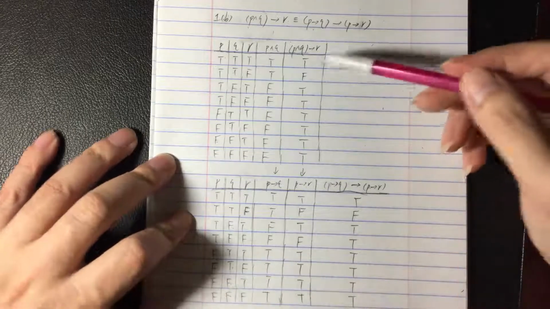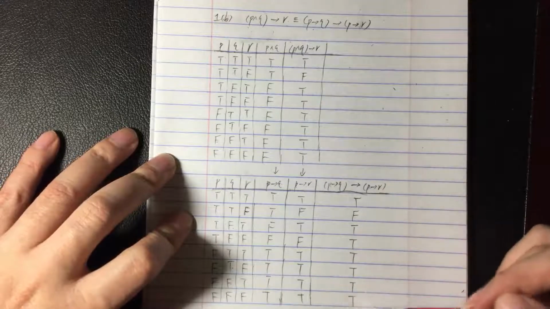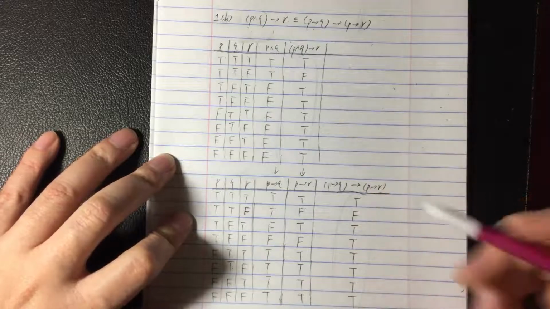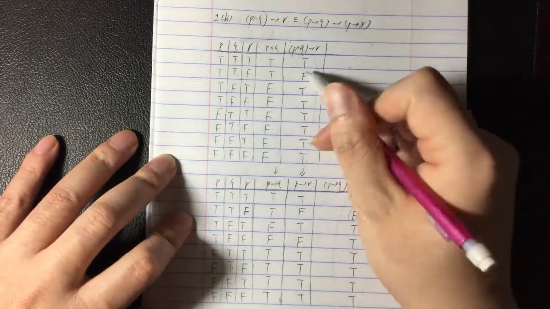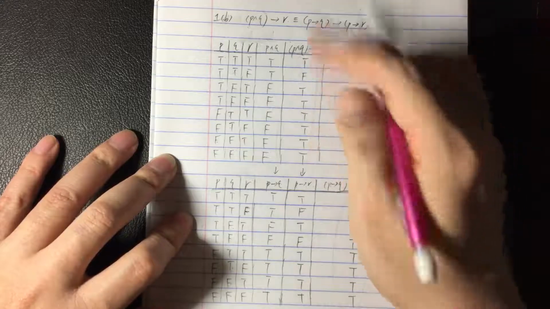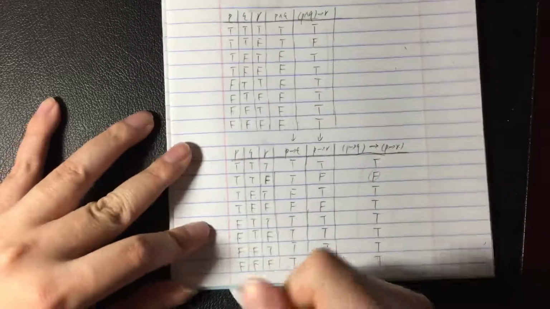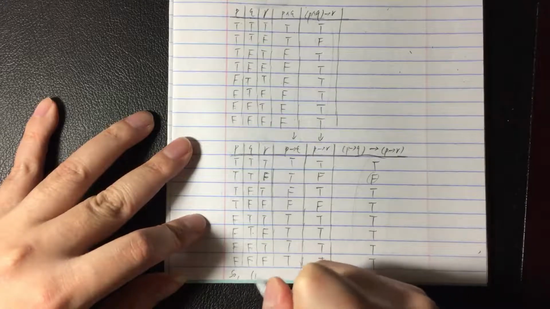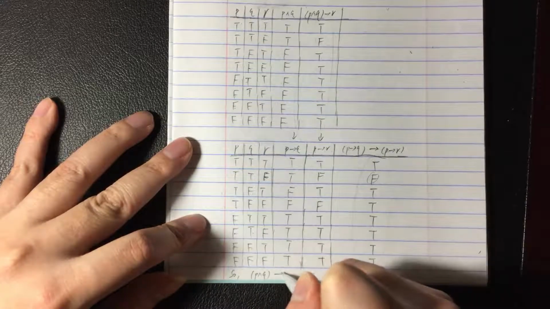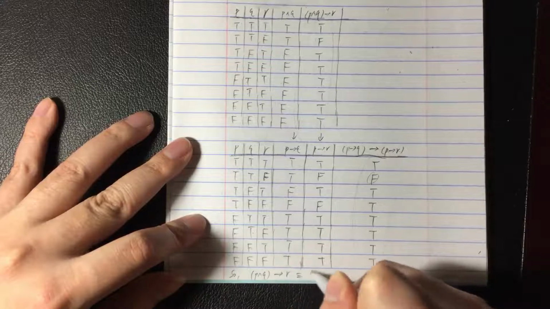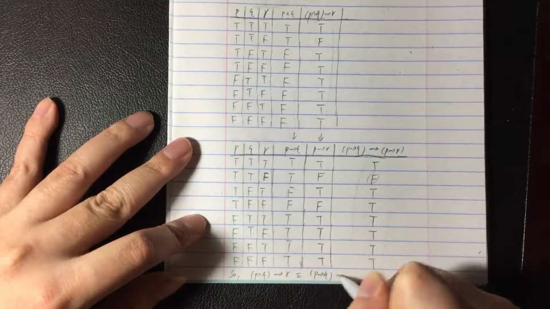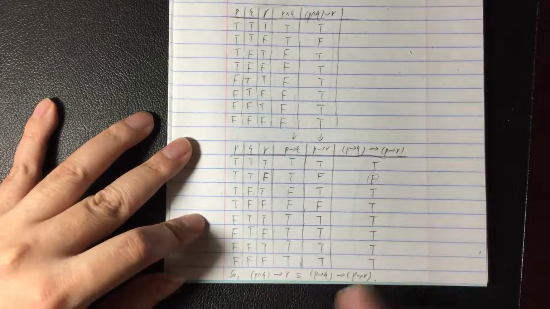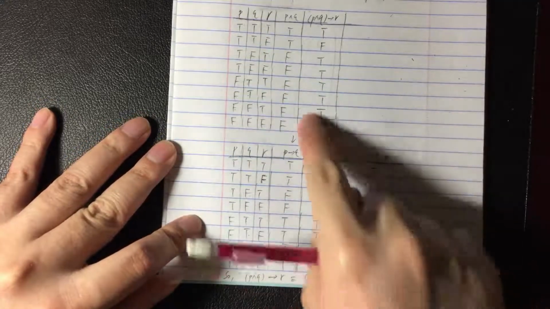If we observe this column here, the outcome of both statements looks exactly the same. They have false in the second row and true everywhere else. They are exactly the same. So using the truth table, we can see that these two statements are equivalent. So P and Q implies R is equivalent to P implies Q implies P implies R, since they have the same outcome in the truth table.